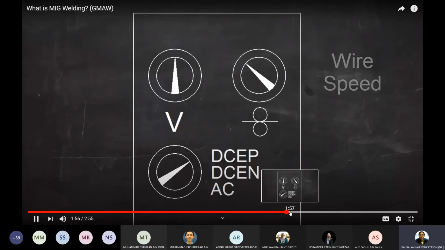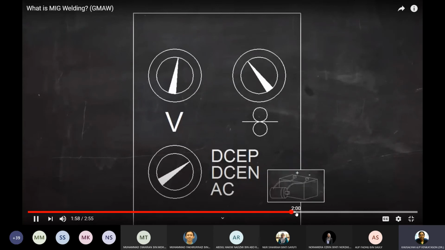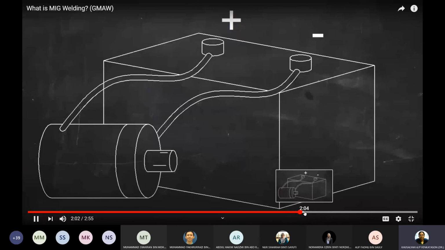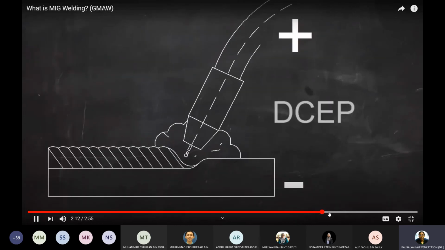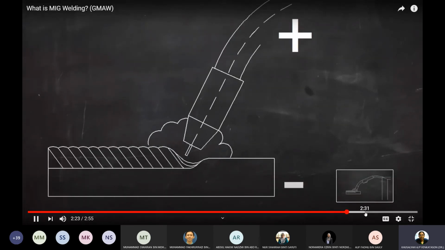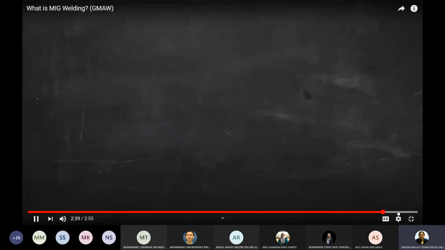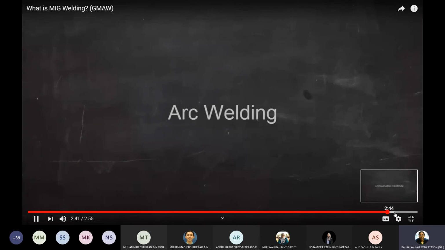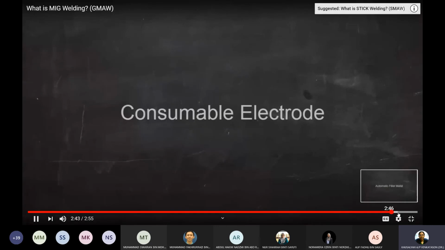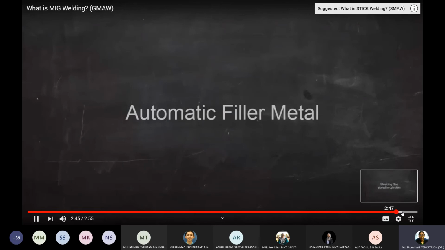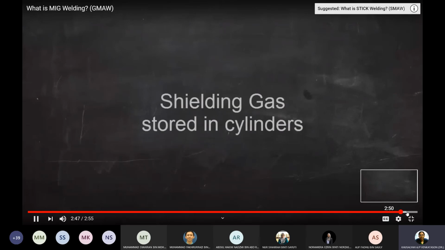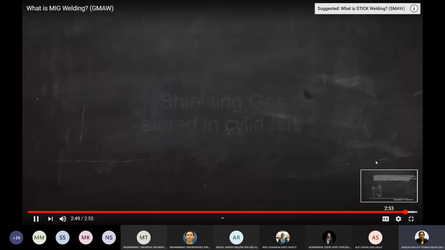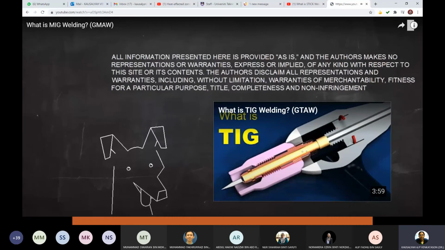For most MIG welding, the current is direct current, or DC. In summary, MIG welding is an electric arc welding process. It uses a consumable wire electrode. Filler metal is added automatically, and the shielding gas comes from a high-pressure cylinder.